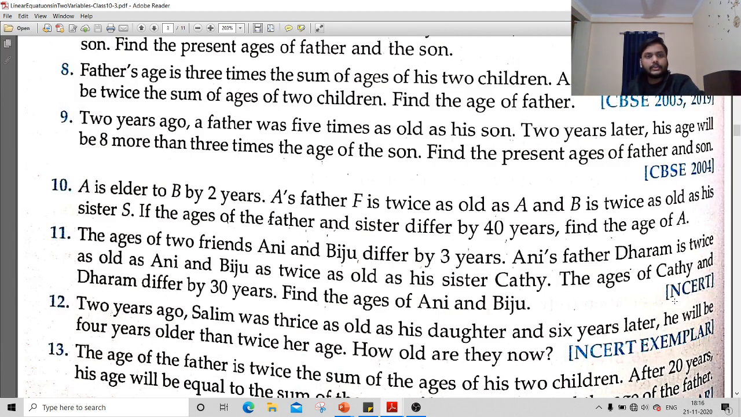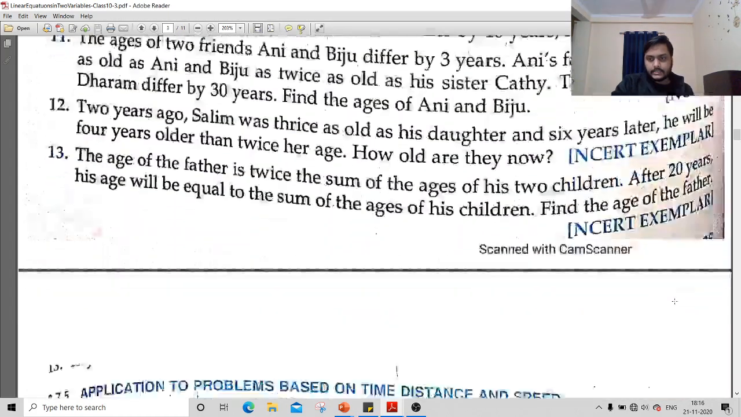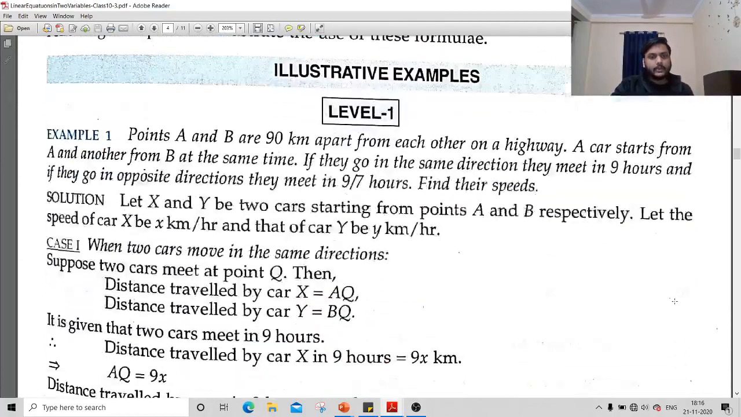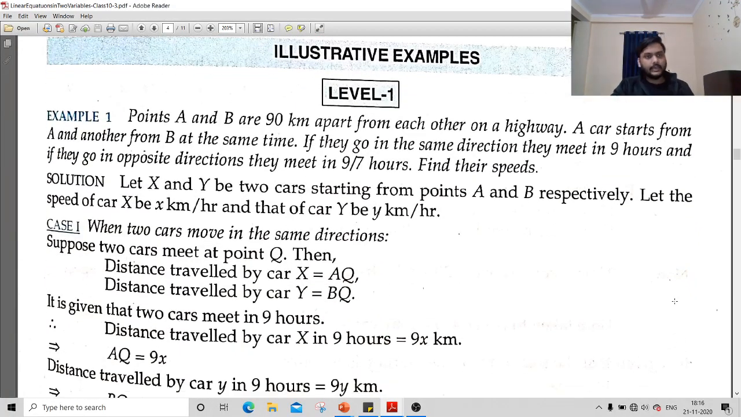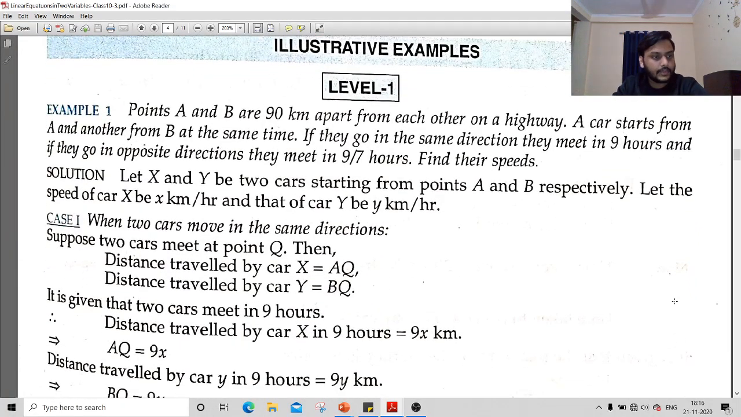Ninth question you all can do. It's a simple one. So here we are talking about father and son only. There are no two children that we were having in the previous question. Now let's talk about the question based on this. Once, let's talk about this type of question. Okay, let's take this question.